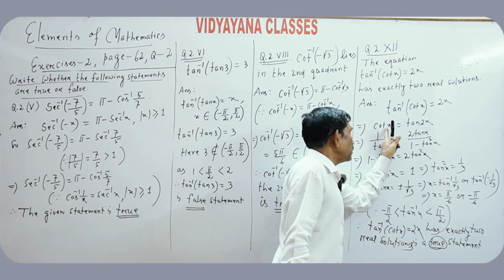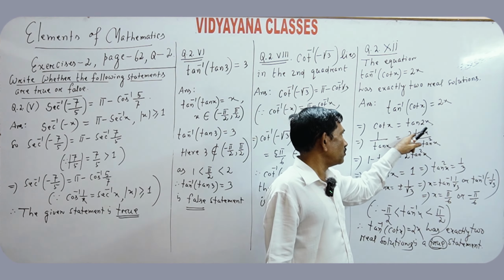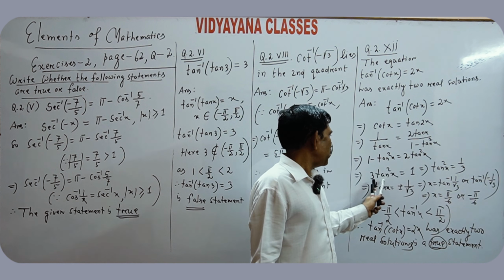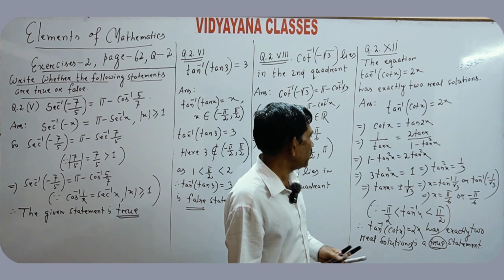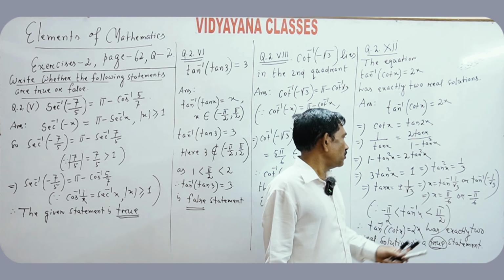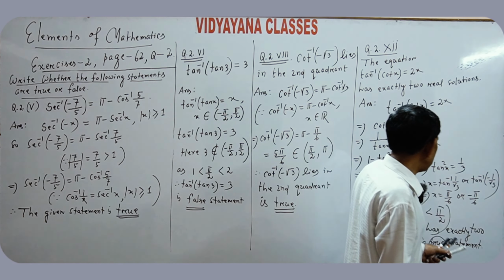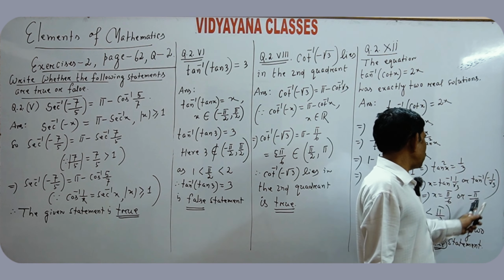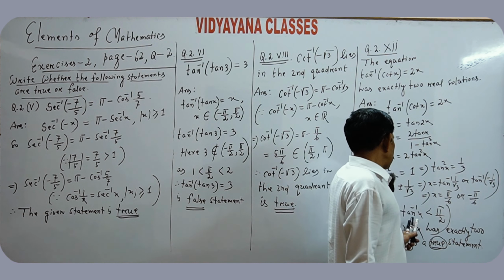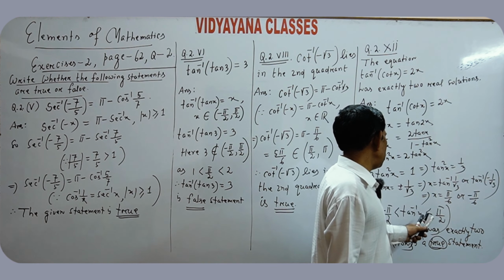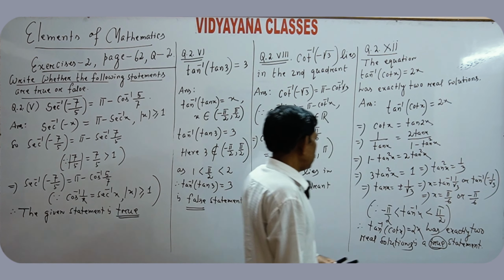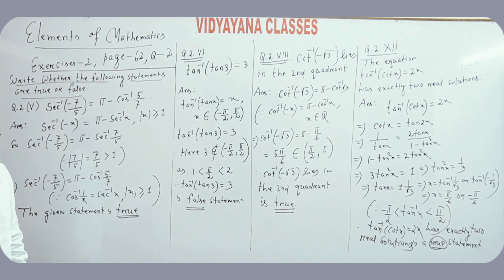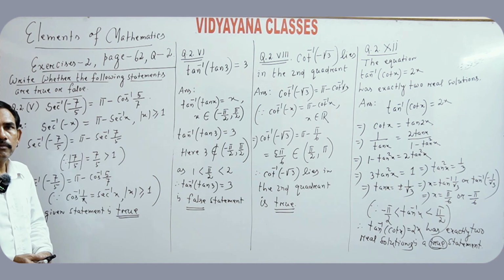Tan inverse cot x is equal to 2x, cot x is equal to tan 2x, cot x is the same as 1 by tan x, tan 2x is equal to 2 tan x divided by 1 minus tan square x. By cross multiplication 1 minus tan square x is equal to 2 tan square x, which implies 3 tan square x is equal to 1, tan square x is equal to 1 by 3, tan x is equal to plus or minus 1 by root 3, x is equal to tan inverse 1 by root 3 or tan inverse minus 1 by root 3. Tan inverse 1 by root 3 represents 30 degrees, that means pi by 6. Tan inverse minus 1 by root 3 is equal to minus pi by 6. Since tan inverse x lies between minus pi by 2 to plus pi by 2, therefore tan inverse cot x is equal to 2x has exactly 2 real solutions, is a true statement. Clear? Are you clear? Okay. Note down.